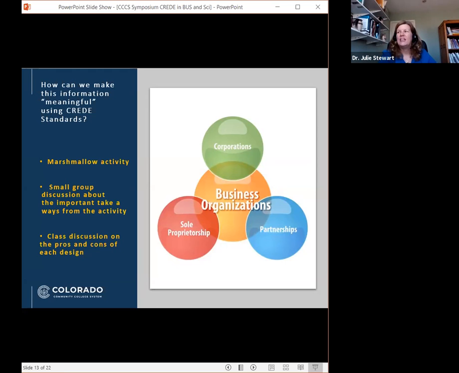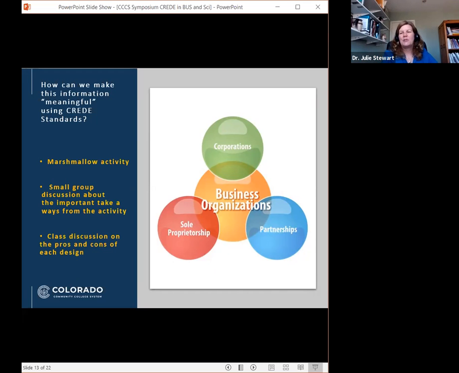Then we went through and out of a hat, they drew a 1, 2, or a 3. So ones were sole proprietorships, twos were partnerships, and threes were corporations. The goal of this was to really interact with and be able to have a discussion about what the differences, pros and cons were with each of these different kinds of business organizations. So the sole proprietors had to work by themselves, the partnerships got to work together in pairs, and then the corporations were the remainder of the class that didn't draw a 1 or a 2.